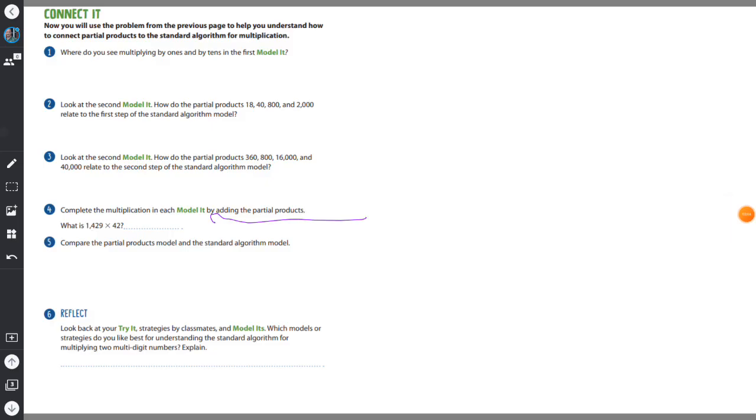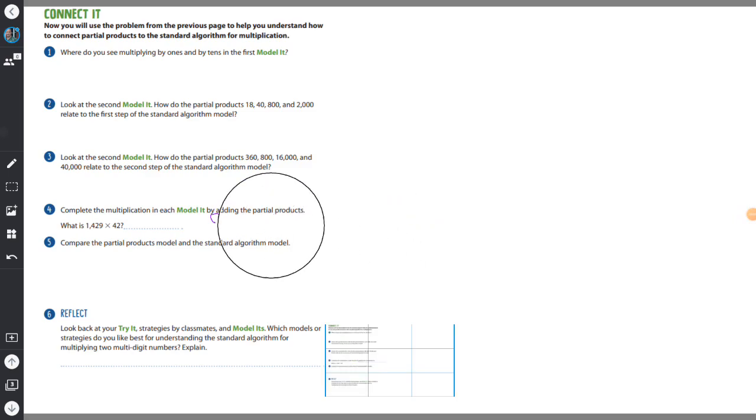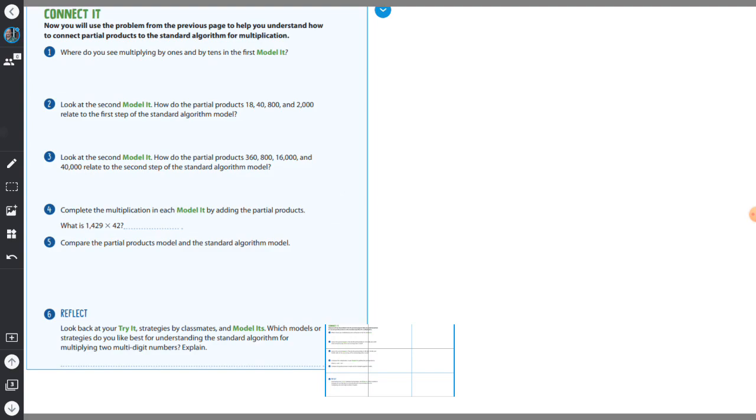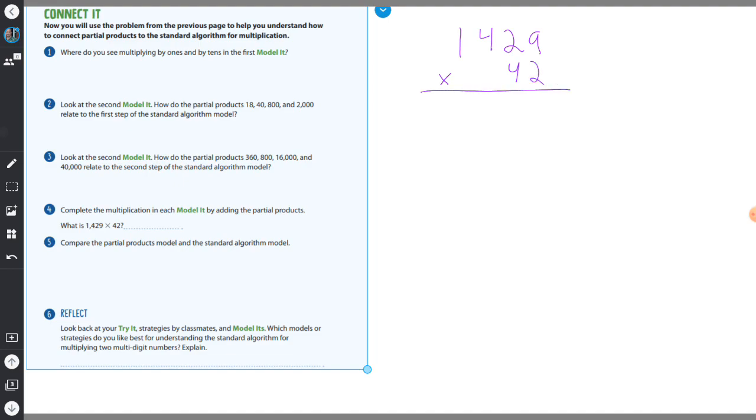So we're going to solve that same problem again, only this time we're going to use the algorithm. You're going to do it with me. On a piece of paper, or maybe on page 66, there's a nice big blank part on 66. We're going to write the problem again: 1,429 times 42. So get yourself ready to go.